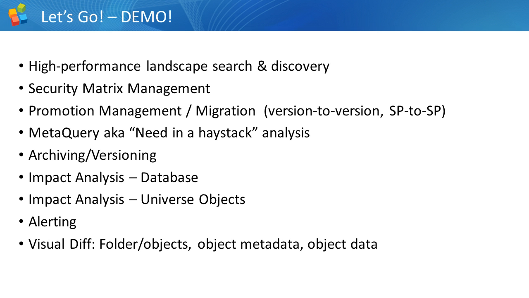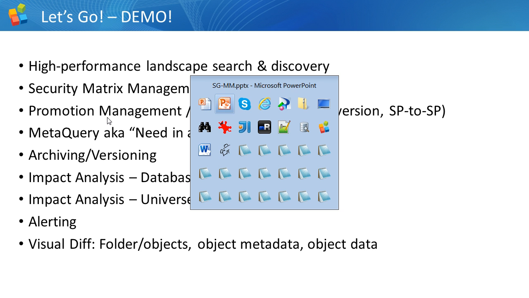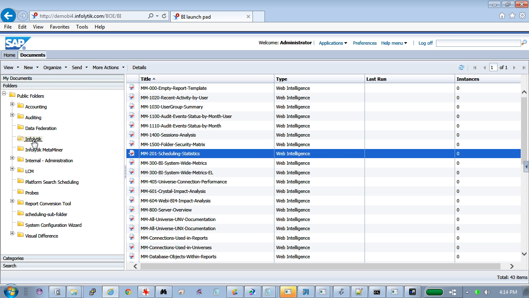Okay, so now let's go into a demonstration where we'll talk about a few different scenarios, including reporting, search and discovery, security matrix management, etc. The first thing I'm going to do, if we step back for a moment and look at what MetaMiner really is, is a metadata database. And that metadata database has a number of standard reports provided with the product that allow us to do very basic and advanced metadata reporting on my platform statistics.